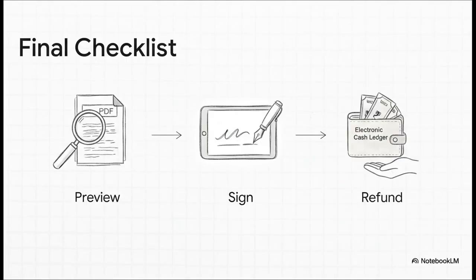So here's your final checklist. Before you submit, always use the Download Summary button to get a PDF and preview everything. Once you're sure it's perfect, you'll sign it digitally. And last but not least, after you've filed and paid everything, if there's any cash left over in your prepaid tax wallet, you can apply to get a refund.